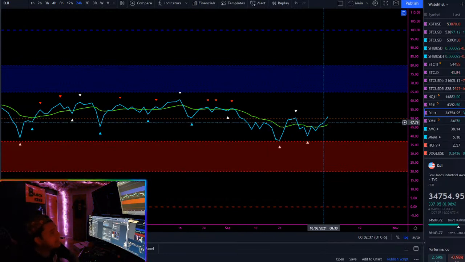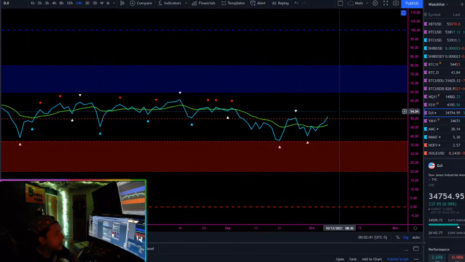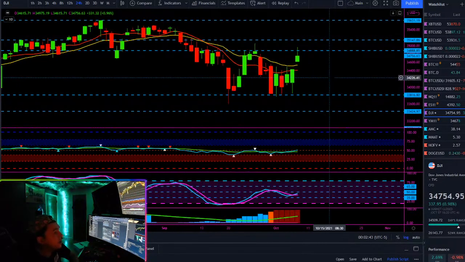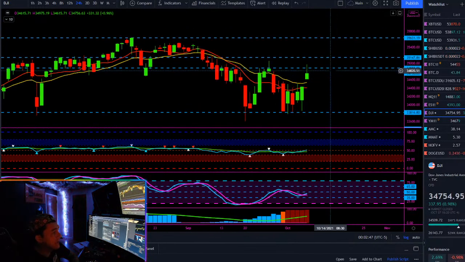We could technically still reject this. Yes, we could, but seeing continuation coming into tomorrow's candle could be a very good indication for a potential bullish reversal here. And again, I won't be screaming bullish reversal until we confirm a new high, which is any break of this resistance here at 34.9.